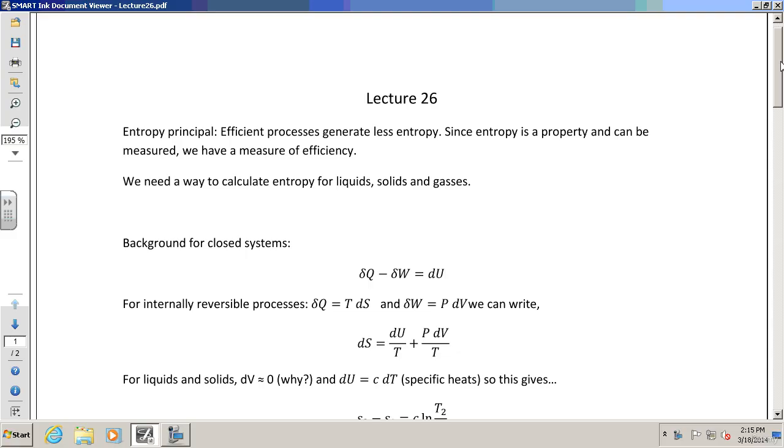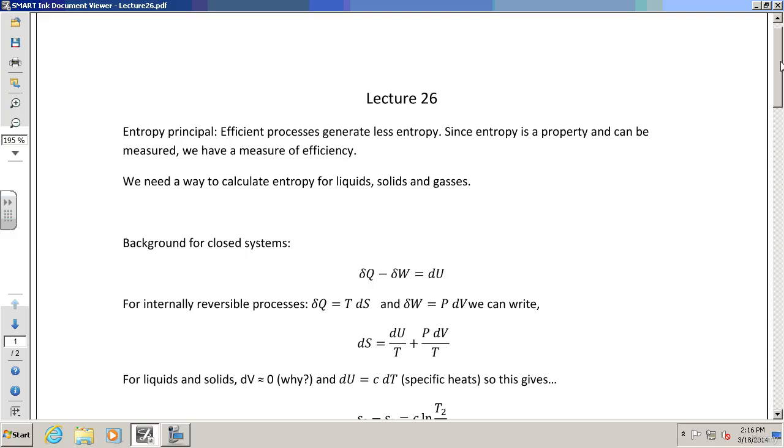I'm not trying to do it to make it more confusing. I'm not trying to do it to just add more busy work. What we're trying to do is understand this principle. Efficient processes generate less entropy. Since entropy is a property and can be measured, we have a measure of efficiency. Okay, and that's really the key principle. Entropy is a property, we can measure it, therefore we have a measure of efficiency.